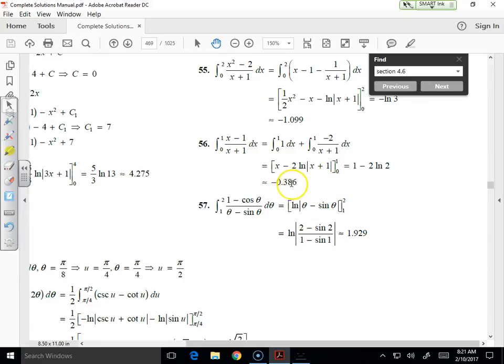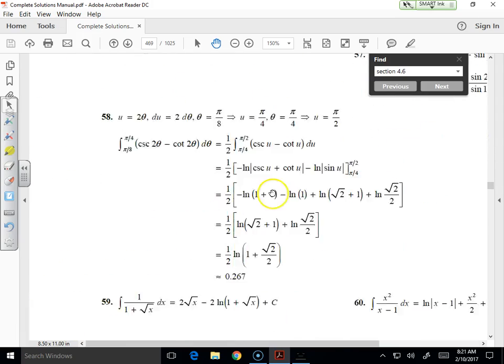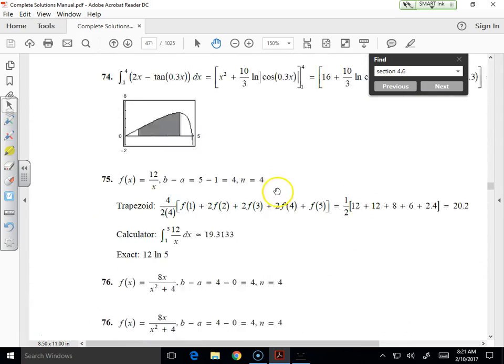Ew. Why write a decimal? That's gross. 1 minus 2 ln 2, or 1 minus ln of 4. Don't worry about the decimal. I'm saying that because the AP, I almost can promise you, would pop that 2 up and make it 2 squared. 1 minus 2 ln of 2, or 1 minus ln of 4. Next, even.